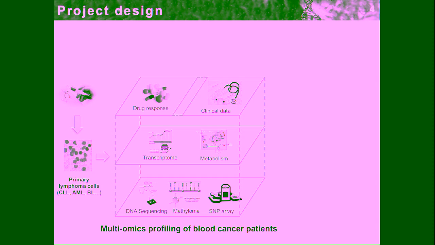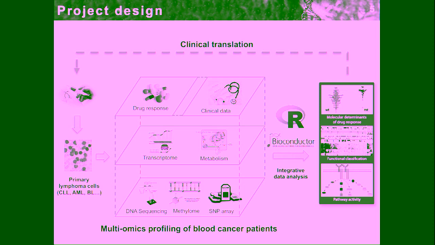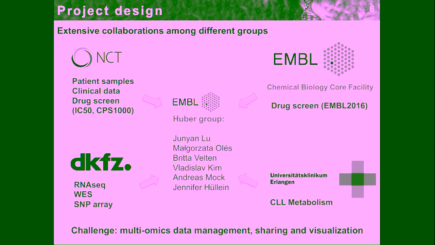And also we performed multi-omics techniques like transcriptome profiling and SNP array to get an idea of the patient's genetic background. And then we use R and Bioconductor to study those correlations, and we hope this can help with the clinical treatment of those blood cancer patients. So obviously, a single working group cannot obtain all the multi-omics data sets. So this project involves extensive collaborations among different working groups.